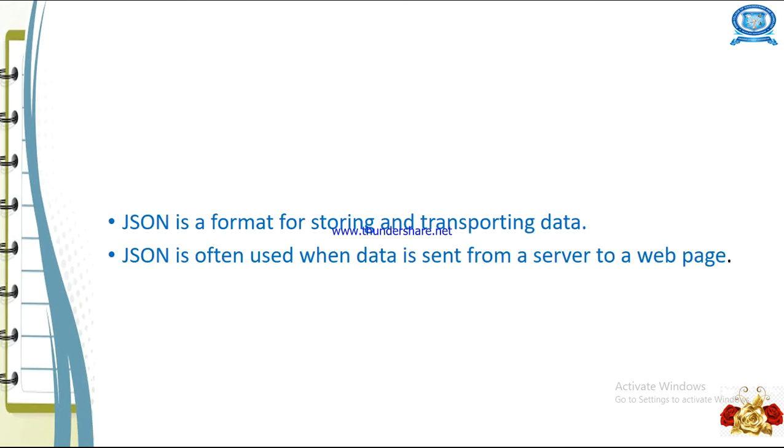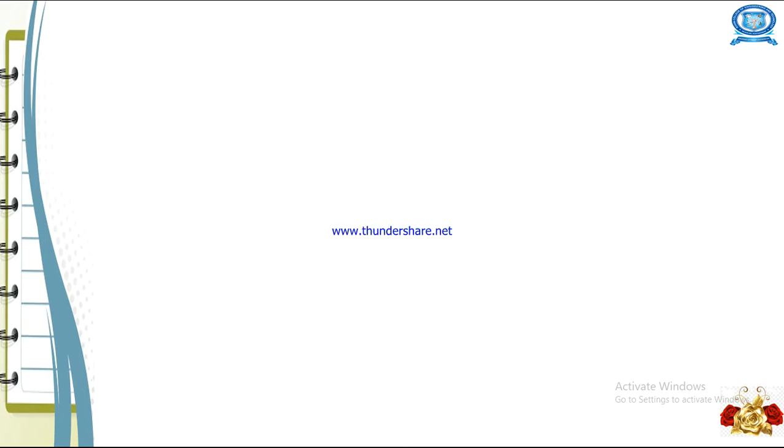Okay. So what's the objective of this topic? JavaScript Object Notation is a format for storing and transferring data. The main objective of this topic is transferring the data from web server to web page. This is the main objective. JSON is often used when data is sent from a server to a web page. That is the main concept of this topic.